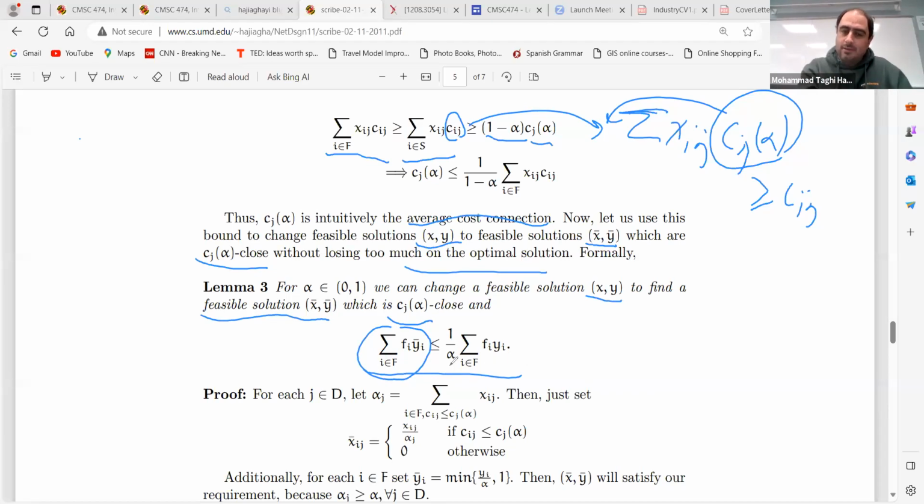Note that alpha is less than or equal to 1. So this factor would be greater than or equal to 1. But it is controlled by essentially 1 over alpha. So the facility cost in this new instance that we will get would be 1 over alpha times the original facility cost. Okay.